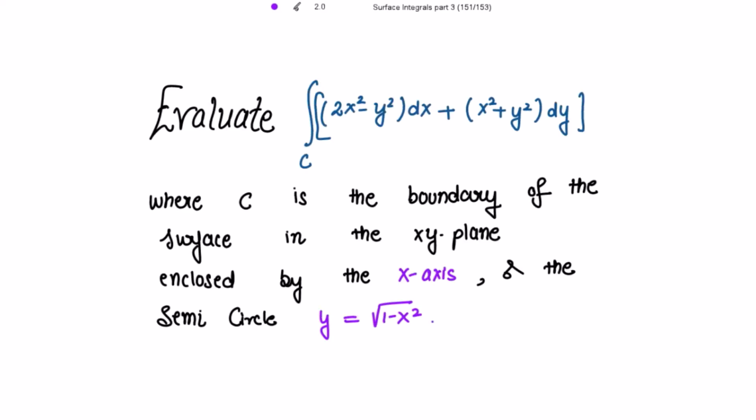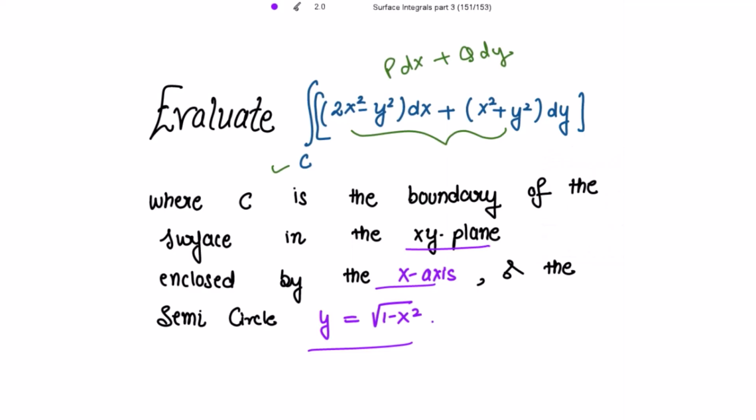Evaluate this line integral, where the integrand is (2x² − y²) dx + (x² + y²) dy, and C is the boundary of the surface in the xy plane enclosed by the x-axis and the semicircle y = √(1 − x²). Now, as the integrand is of the form P dx + Q dy, we need to apply Green's theorem to evaluate this line integral.